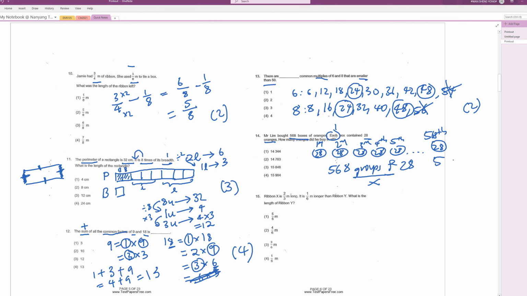Alright, so we have 568 multiplied by 28. First we do the multiplication for the ones place, which is the 8. So 8 times 8 is 64. So we write the 4 over here, and we write the 6 on top.